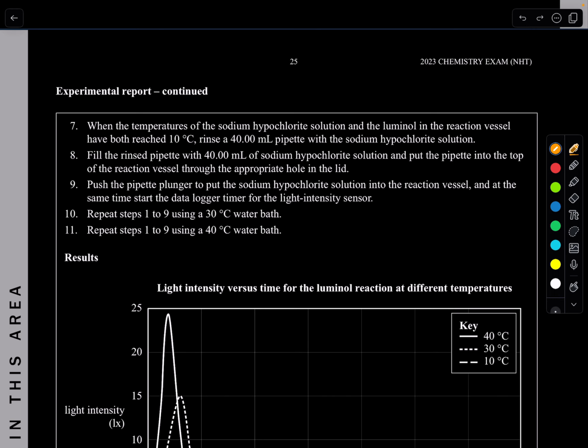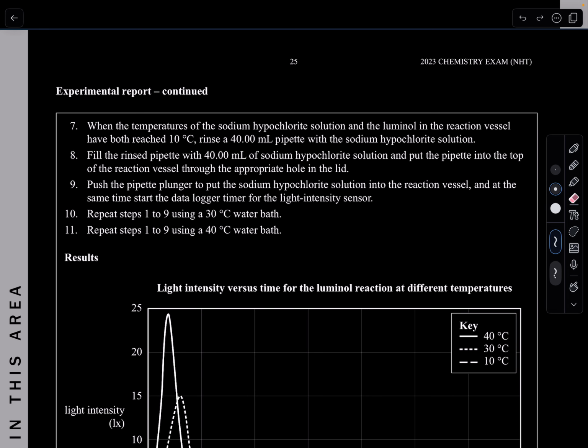So imagine you have your sodium hypochlorite solution in that water bath, and say it's at 40 degrees Celsius. If you're using a pipette that's at room temperature, so at 25 degrees, when you take up that sodium hypochlorite, it's going to affect the temperature, because the pipette is at 25 degrees whereas the sodium hypochlorite is at 40 degrees. It's going to decrease the temperature of the sodium hypochlorite. It's not going to be absolutely at 40 degrees Celsius.